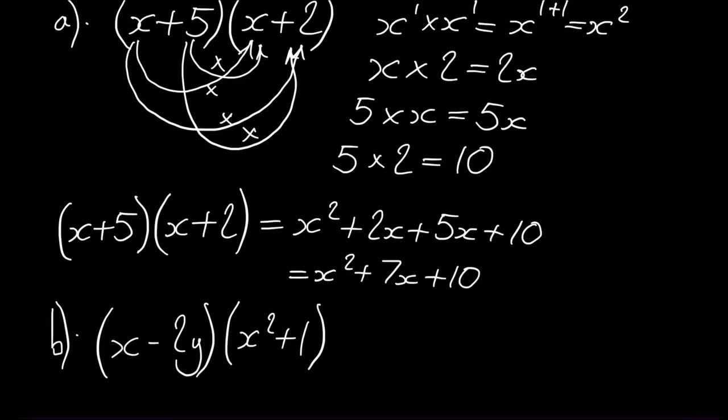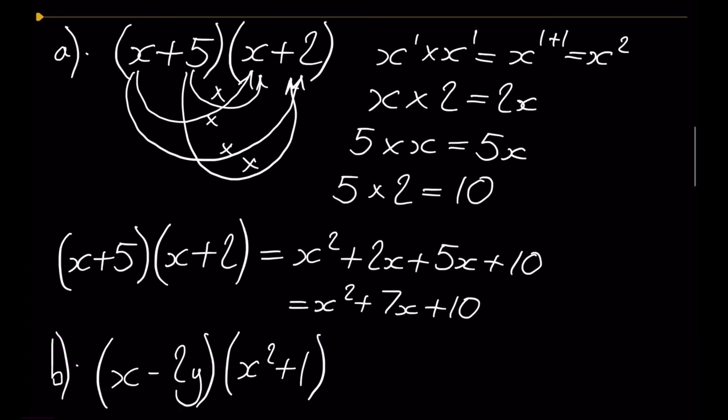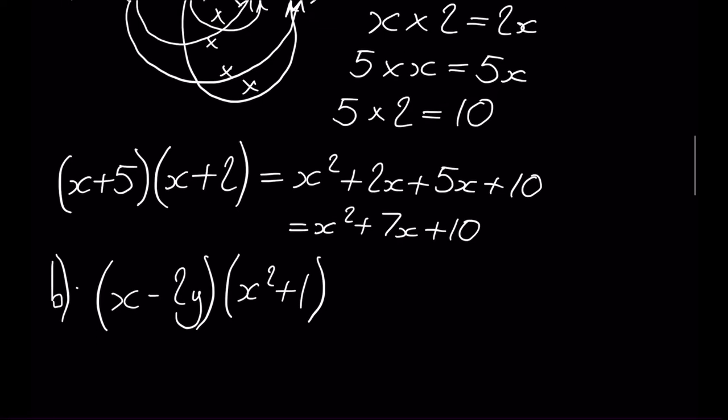Okay, now for the second example, we've got x minus 2y multiplied by x squared plus 1. This time we have two variables. We've got x and we've got y, and we just have one constant.